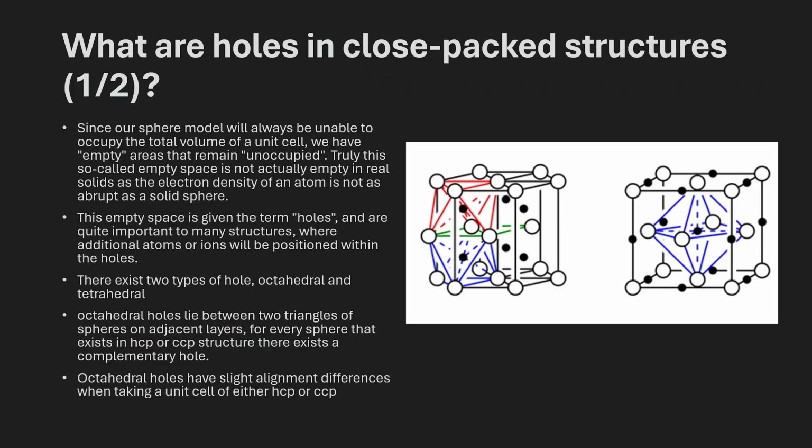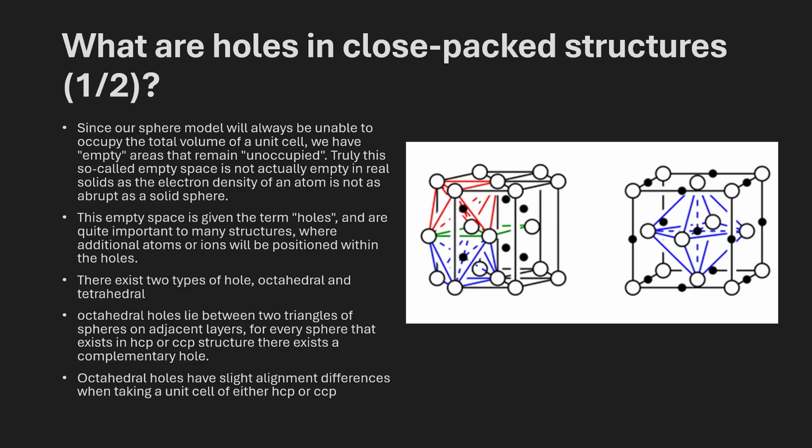What are holes in close packed structures? Well, since our sphere model will always be unable to occupy the total volume of the unit cell, just due to the way that the spheres pack together, they will never fill it up fully and leave small holes in between them. In a real atomic model, this isn't actually very true since electron density isn't strictly confined to a sphere, but it is still quite relevant to physical structure, where we will have smaller atoms sit in these holes to form more complex lattice structures.